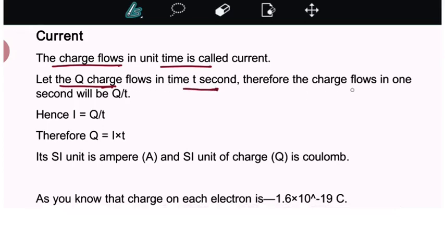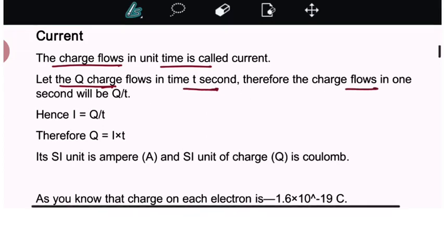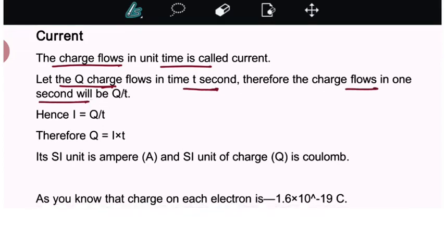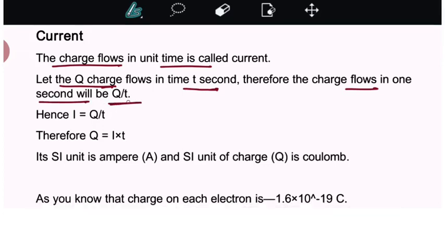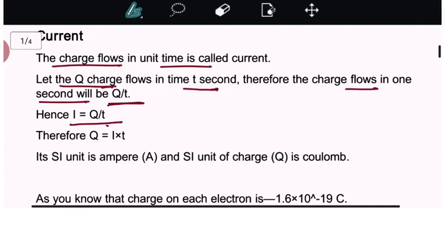Therefore, the charge flowing in 1 second will be Q by T. Why? Because in T second Q charge flows, so in 1 second Q by T charge flows. Hence, I is equal to Q by T according to the definition. Therefore, Q is equal to I T. No problem in it. Suppose it is equation 1 and this is equation 2. It is used to solve the numericals.